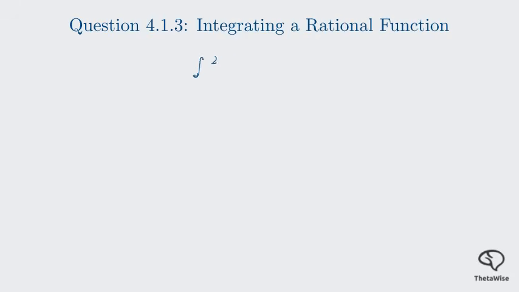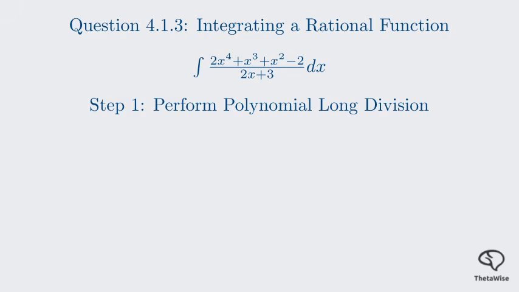Question 4.1.3 presents an integral of a rational function. When we have the integral of a rational function where the degree of the numerator is greater than or equal to the degree of the denominator, our first step should always be to perform polynomial long division. In this case, the numerator is degree 4 and the denominator is degree 1, so we must divide.